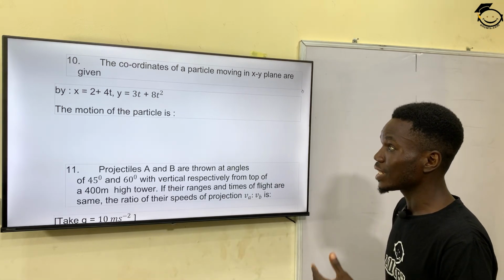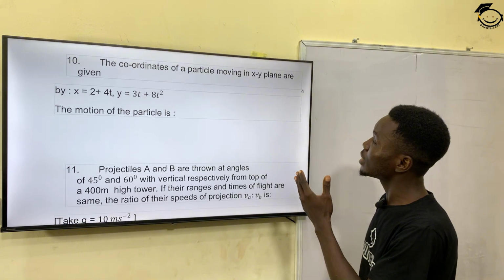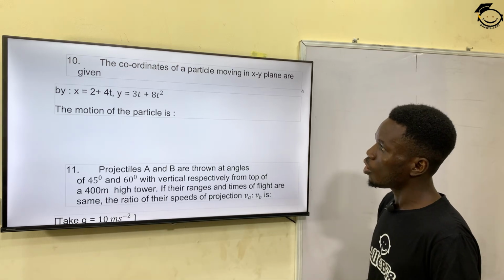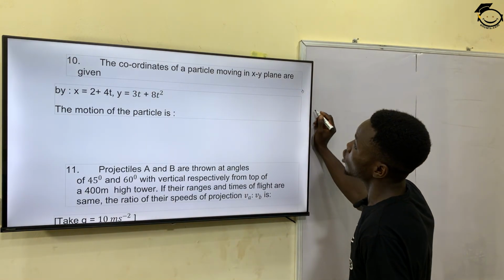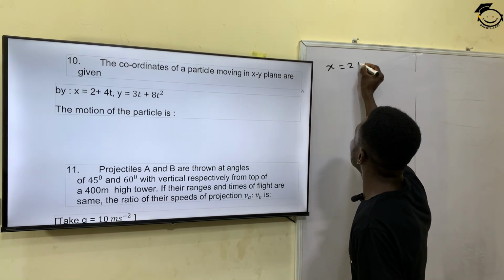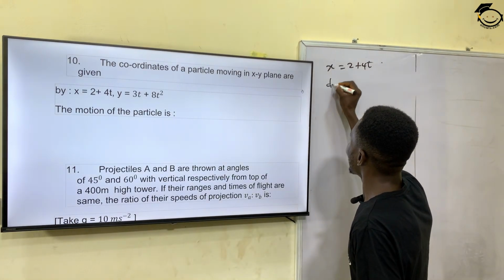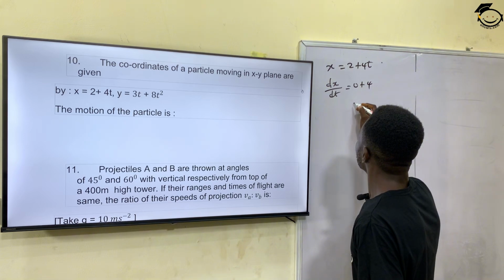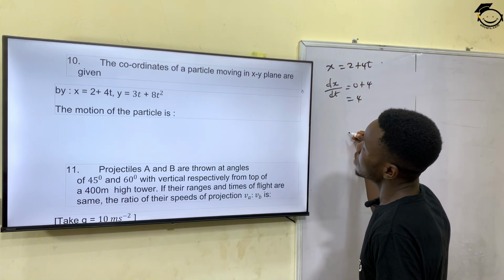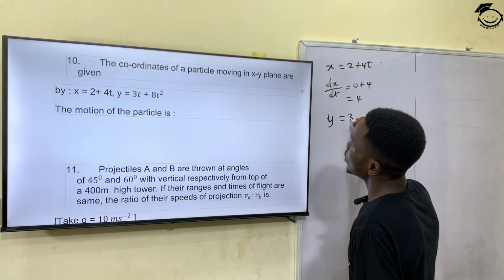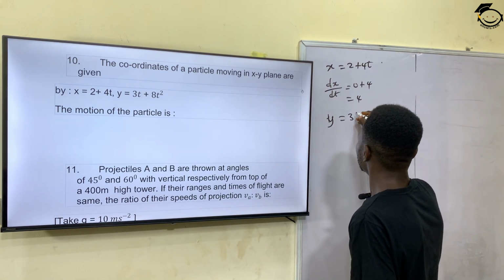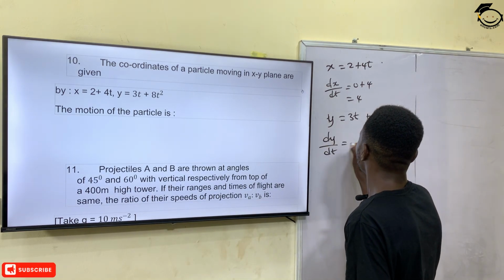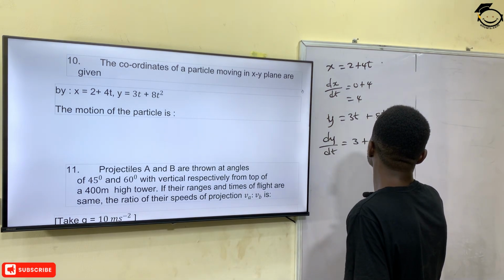So all we have to do is find this. And how do we find this? We have to differentiate. So for us to find the velocity of this particle, we have to differentiate the position of this particle. Since my x equals 2 plus 4t, if I differentiate this, my dx dt is supposed to give me 0 plus 4, so this will give me 4. Since my y equals 3t plus 8t squared, if I differentiate this, my dy dt will give me 3 plus 16t.